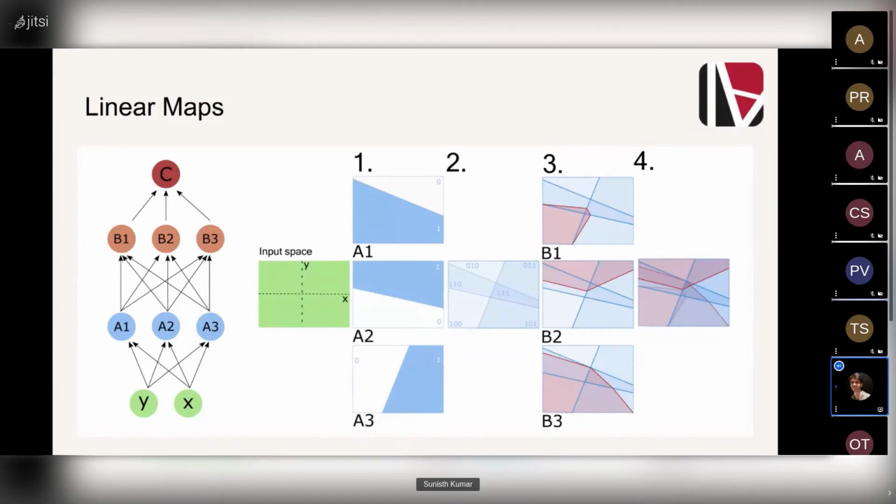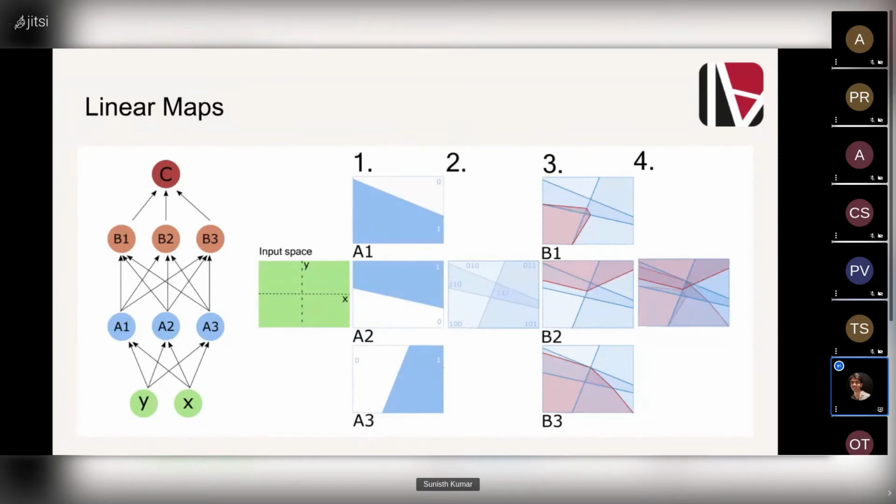Now this figure here shows the connection between linear maps and ReLU activations. As you can see, we have a feed forward neural network on the left hand side with two hidden layers, each having three nodes. The input space is two-dimensional, x and y. Each layer contains three ReLU activations. So here, A1, A2, A3, then B1, B2, B3. All these are ReLU activations. And on the right side, you can see that this one corresponds to the separation after applying A1, A2, and A3.